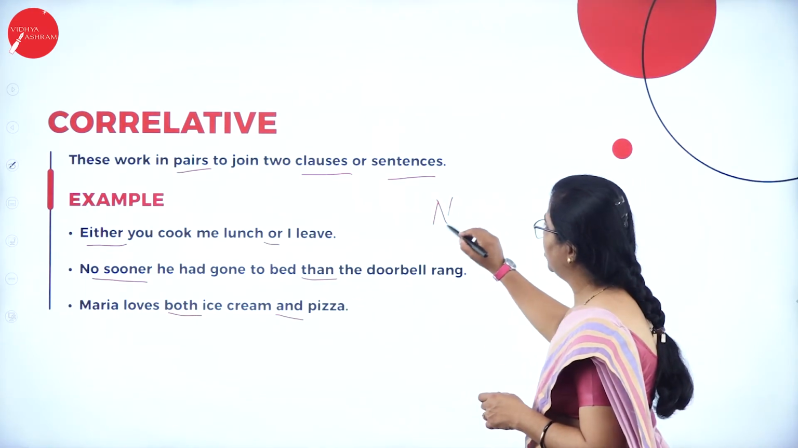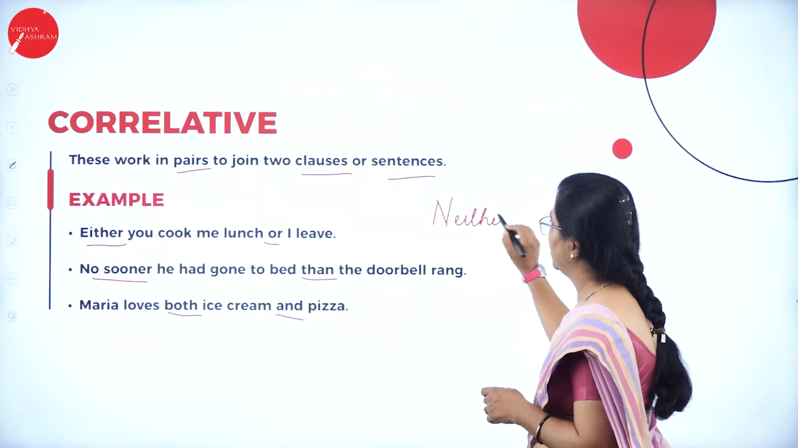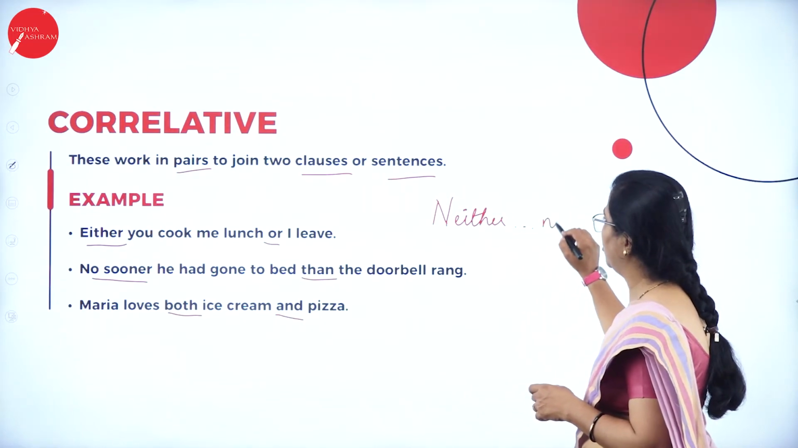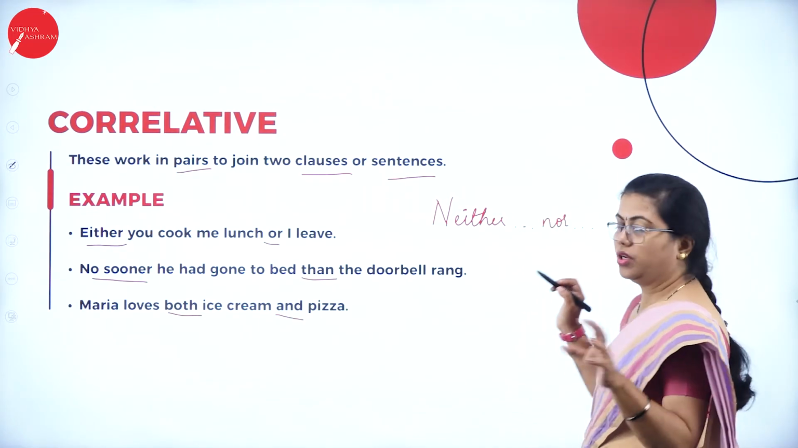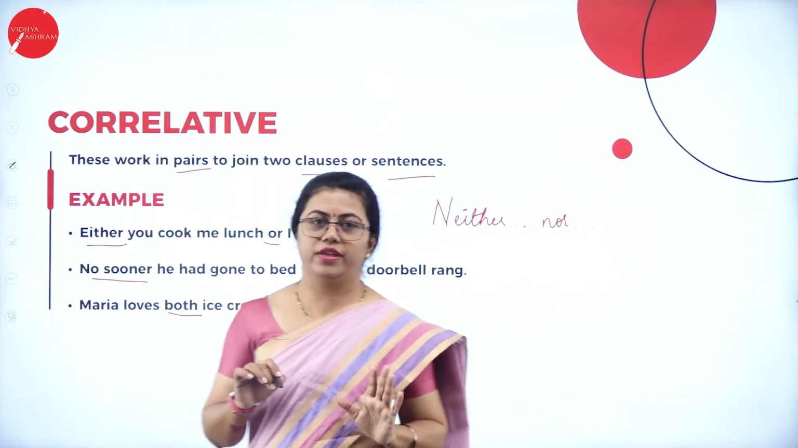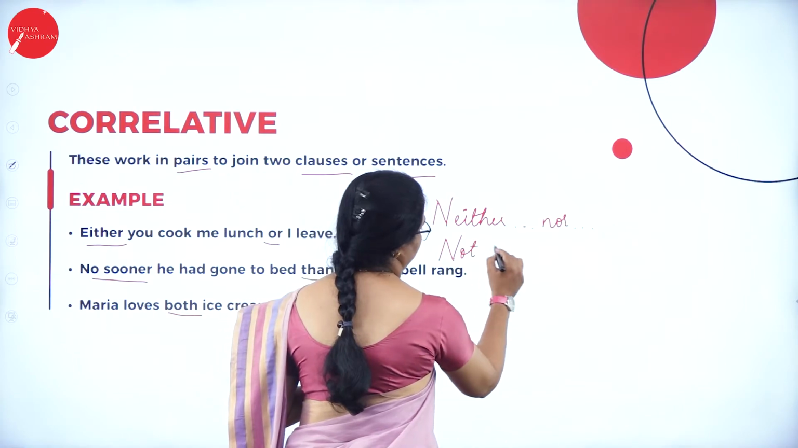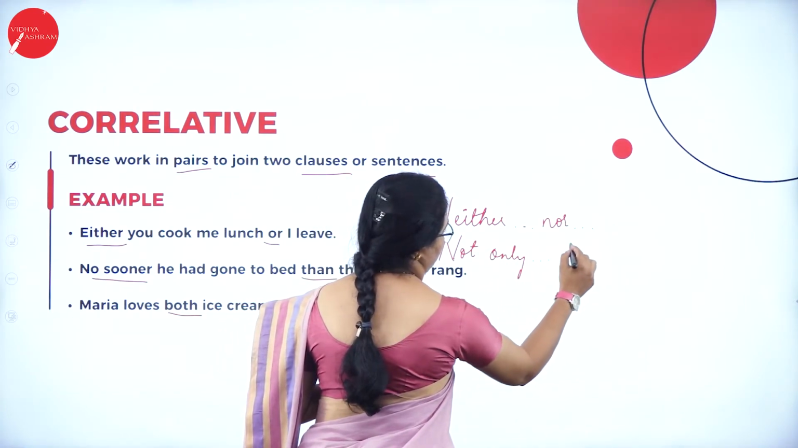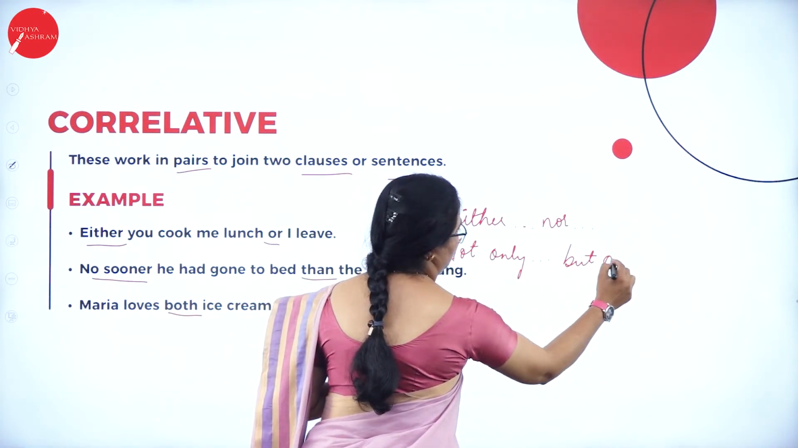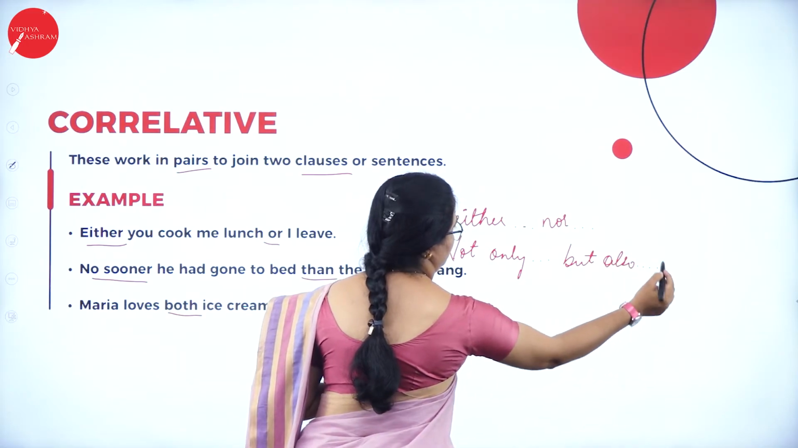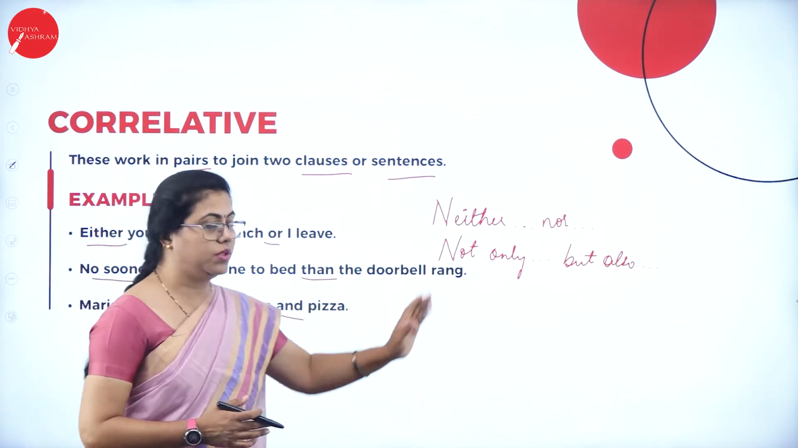Like this only you have neither nor also. Okay, neither, then nor. You break it into two different conjunctions, but they are always used in pairs. Fine. Then you also have not only but also. You should not use this but also, this one, separately. You have to use it with not only.